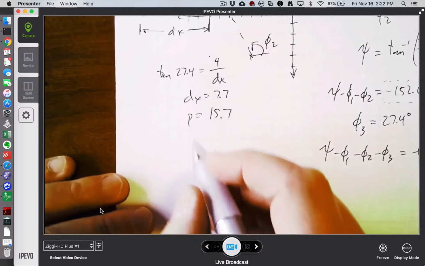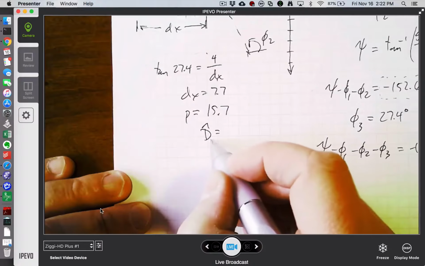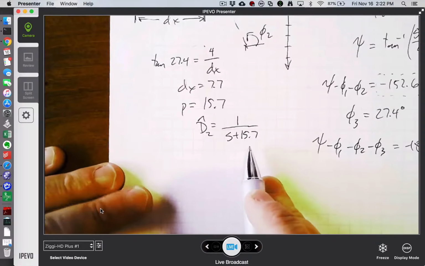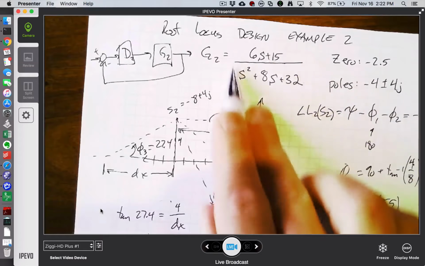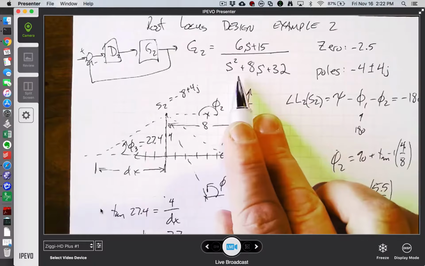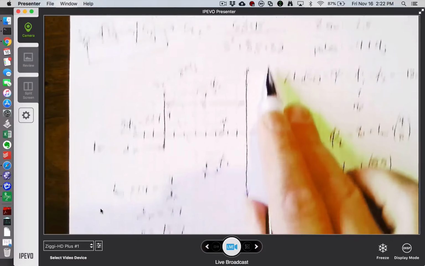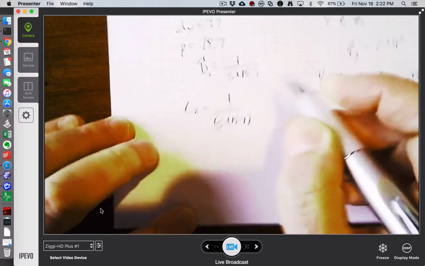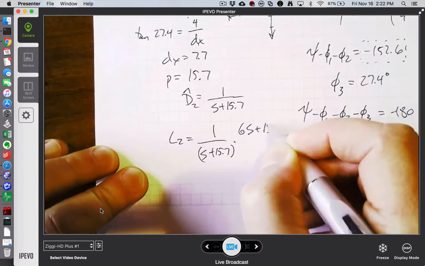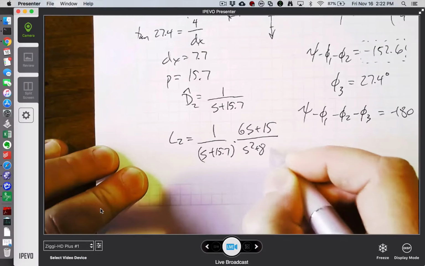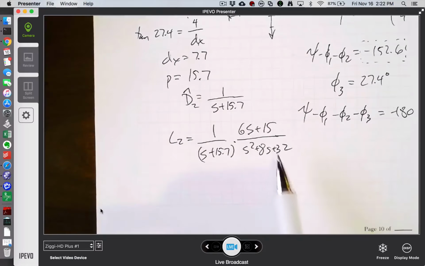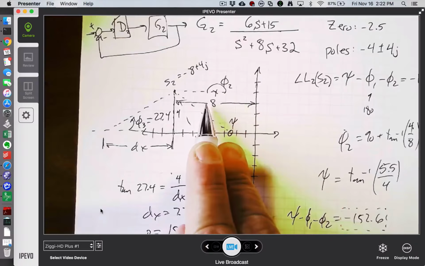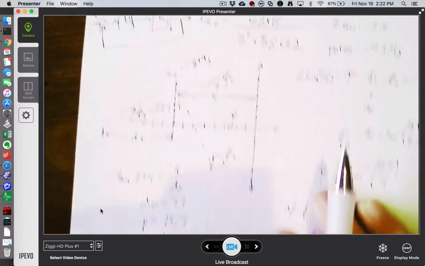Okay. So what I think I'm now saying is that my new controller, call this d hat 2, would be 1 over s plus 15.7. I would multiply that by my plant transfer function that's the start of this problem, the PD design, or however you want to think about that. And so I've got a new L that would be 1 over s plus 15.7 times 6s plus 15 divided by s squared plus 8s plus 32. So if I draw, or have Python draw for me, the root locus of this thing, it ought to pass through my test point of negative 8 plus 4j.